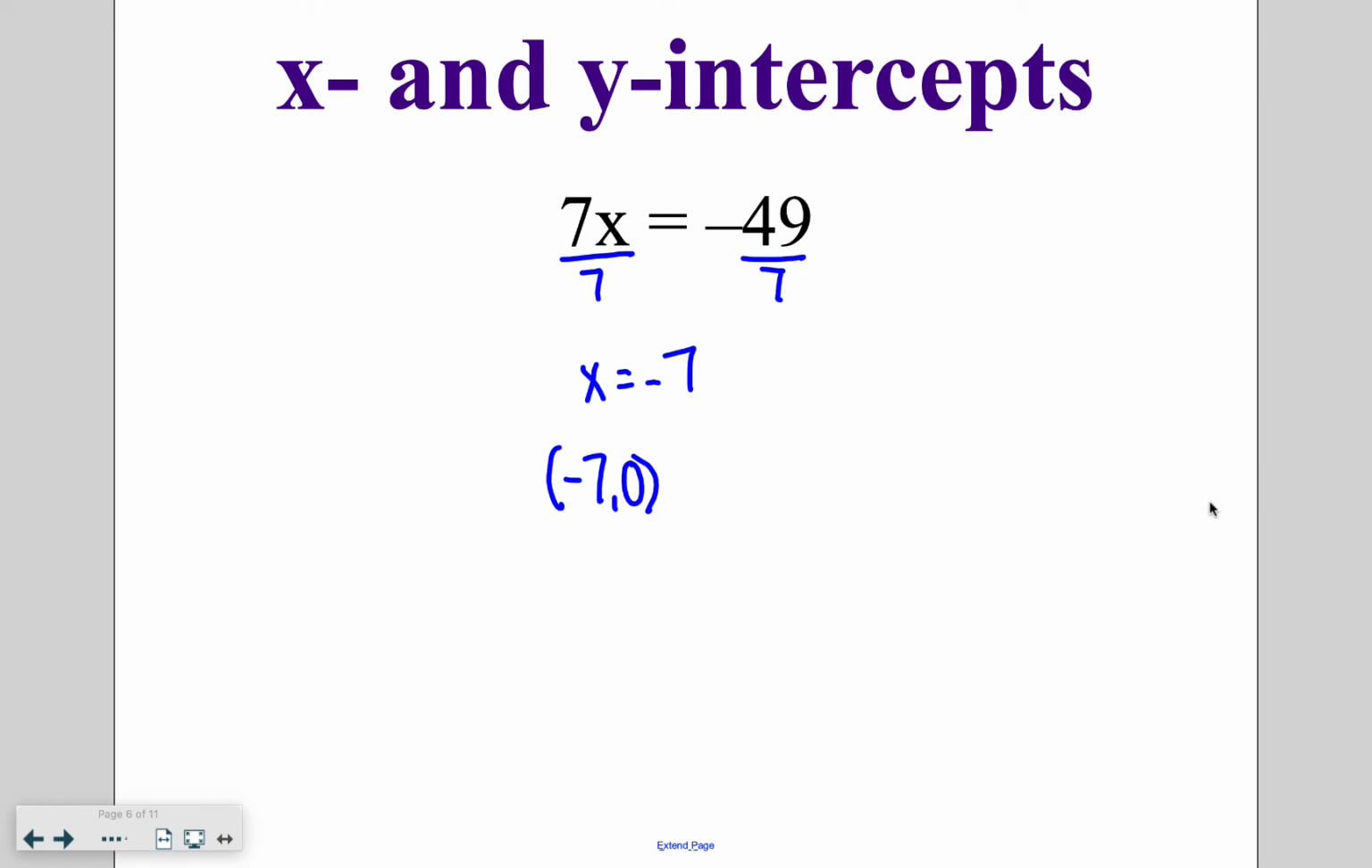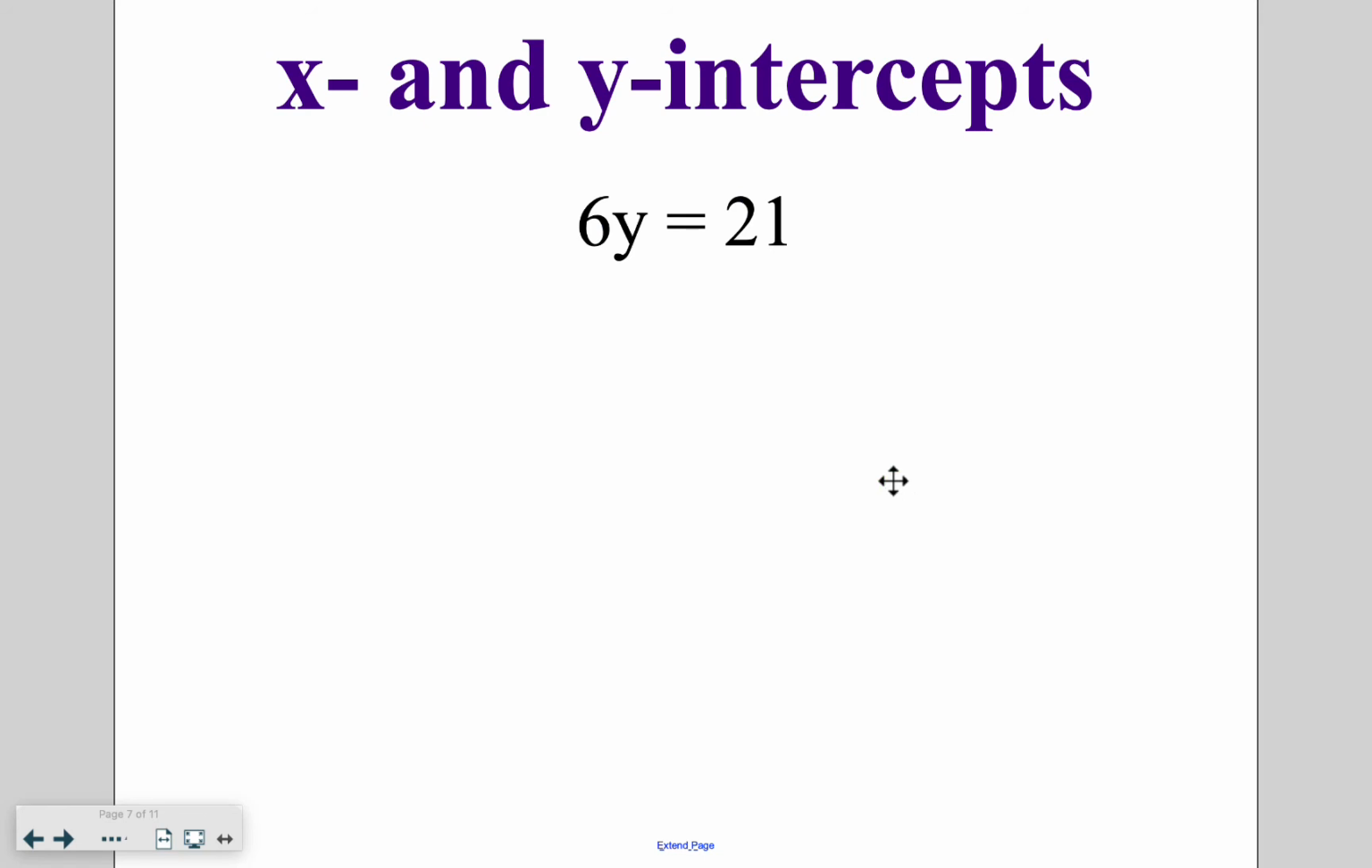Now that we need to find our y-intercept, you will notice there is no y in the equation. So what that means is your y-intercept is non-existent. It does not ever cross the y-axis. Because there is no y in the equation, there's only an x-intercept, and your y-intercept is non-existent. Go ahead and try this one, finding the x and the y-intercept on your own.